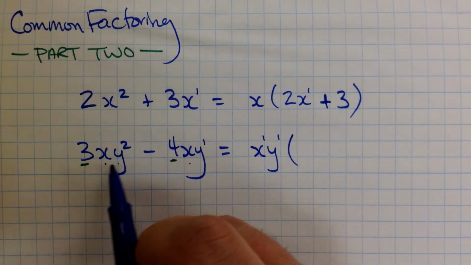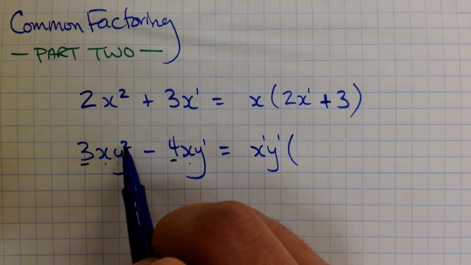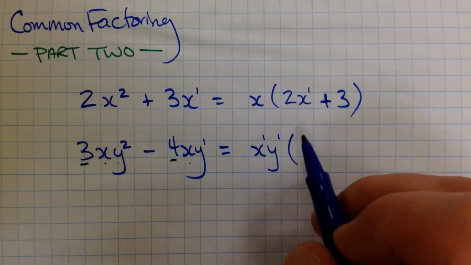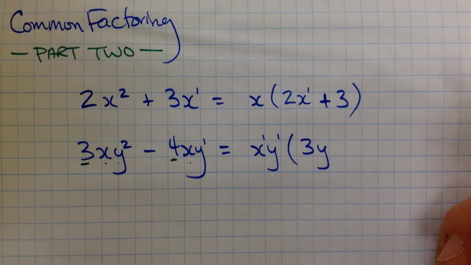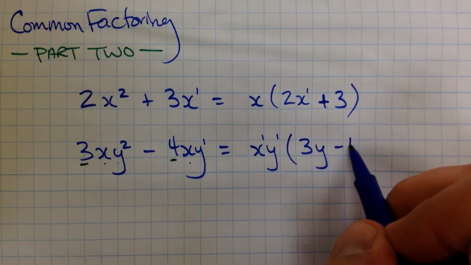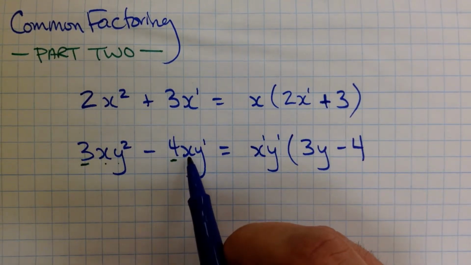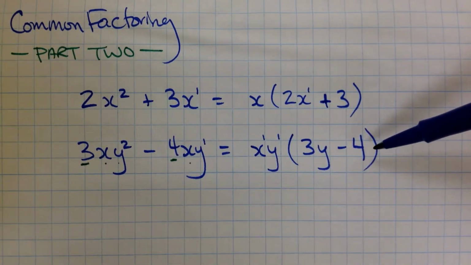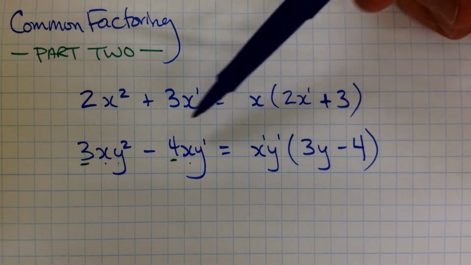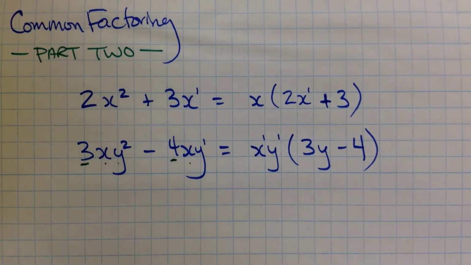So what are we left with? This term here was 3xy squared, and I've taken out an x and a y. That leaves me with 3, no x's, and a single y. And now over here I've got minus 4 left. The x comes out and the y comes out. That's it. There are no variables left in that term. I've taken out the xy, and I'm left with just the 4 over here.